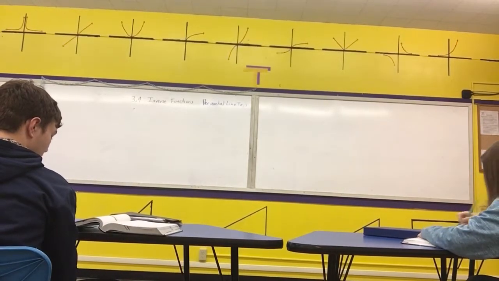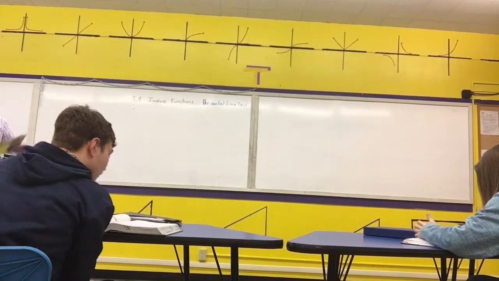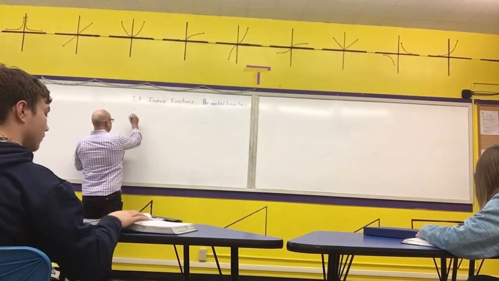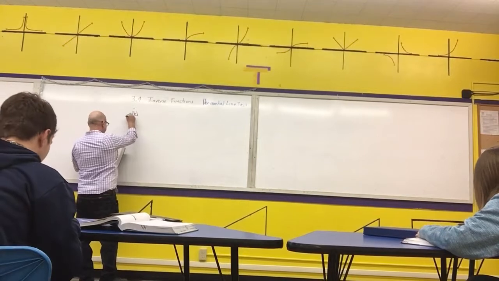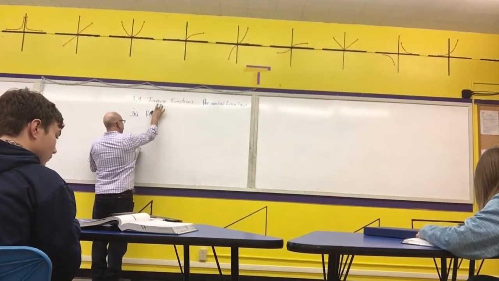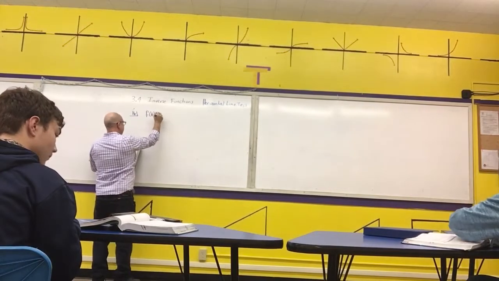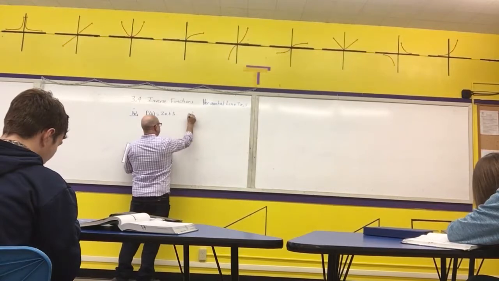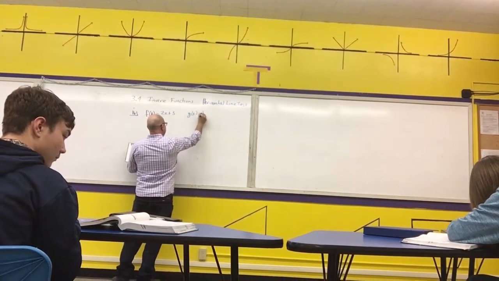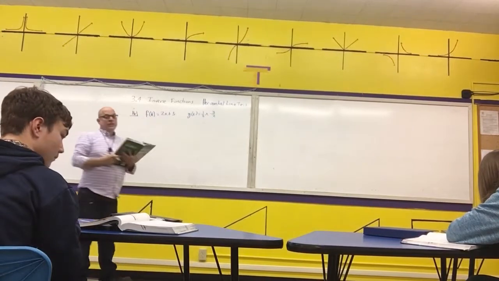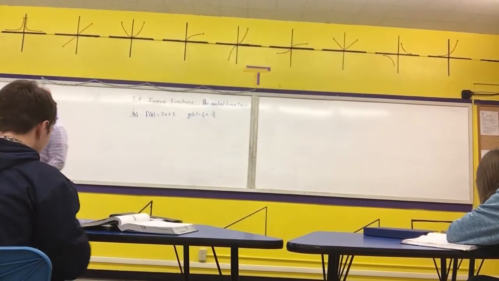Problem 16. The directions say, verify that f and g are inverse functions. In order to verify things are inverse functions, you are going to compose them in both directions and see what you get. So f of x is equal to 2x plus 3. g of x is equal to 1/2 x minus 3 halves. I'm doing number 16.